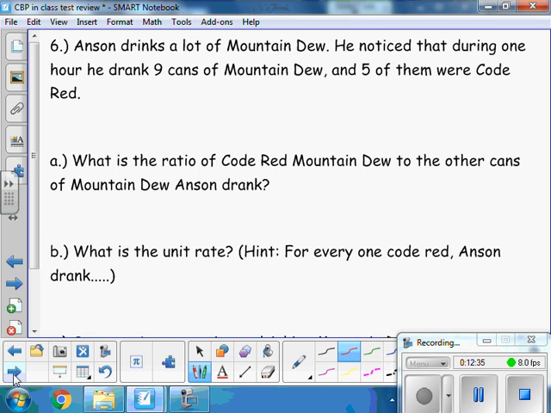Anson drinks a lot of Mountain Dew. That's so not good for his stomach and stuff. I hope he's not a kid drinking too much caffeine, because that's not good.